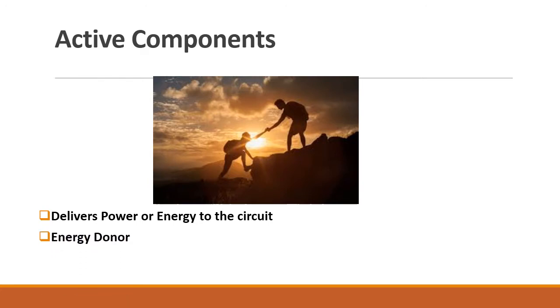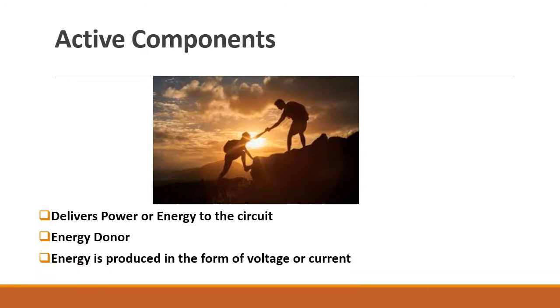Therefore, it is called an energy donor. The energy is produced in the form of voltage or current. So basically, active components are components which deliver power or energy to the circuit. Therefore, they are called energy donors. Now we will go for examples of active components.